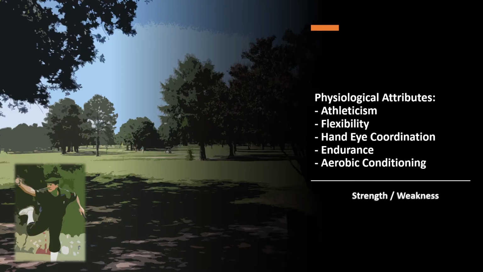The first one that we want to look at is physiological attributes. So this includes athleticism, flexibility, hand-eye coordination, endurance, and aerobic training. If you feel like this is something that is a strength or a weakness, just think about it for a little bit and put a check next to one or the other.